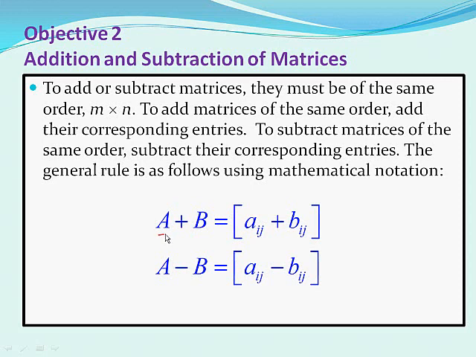To add A and B, we need to add the ijth entry of A, which is written as A sub ij, to the ijth entry of the matrix B, which is written as B sub ij. Same thing with the subtraction. Subtract the corresponding entries.